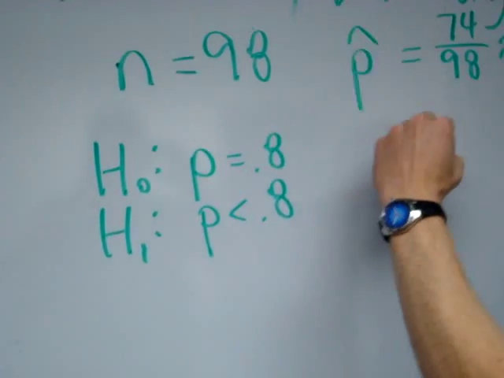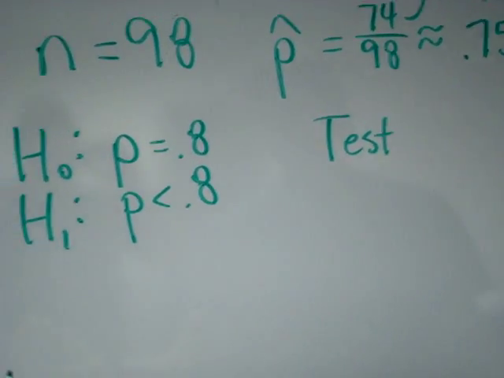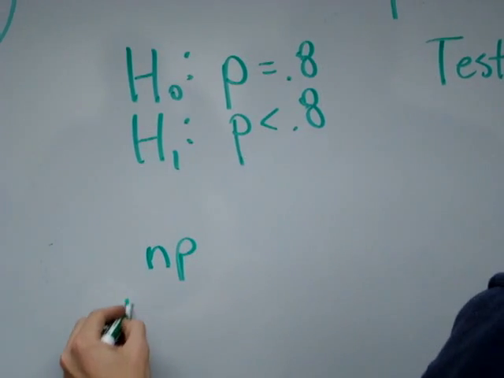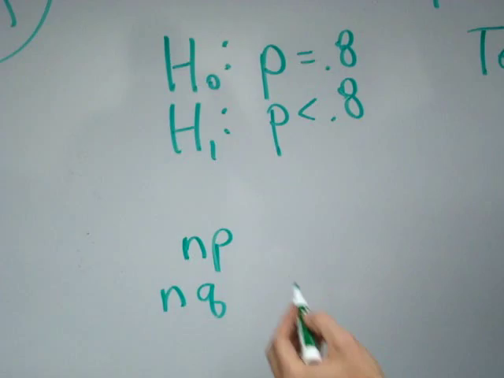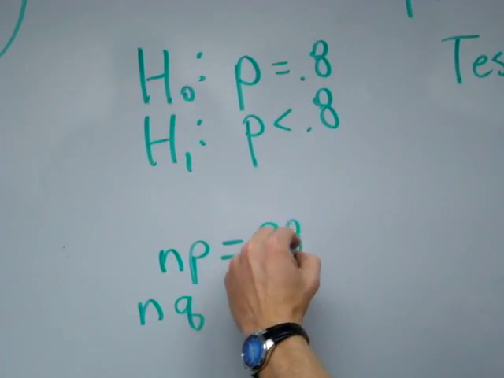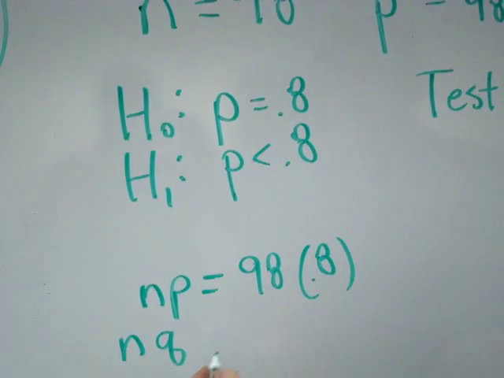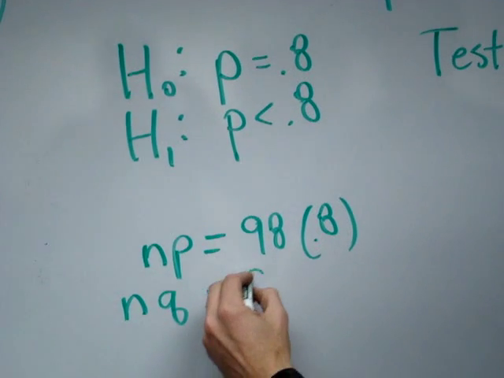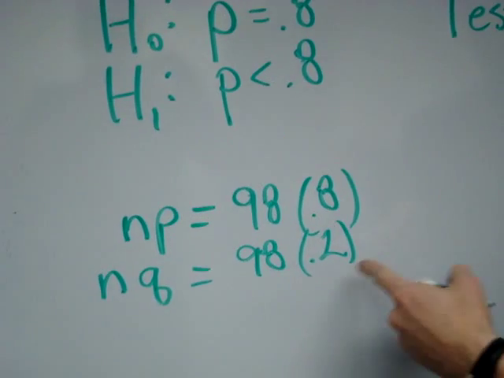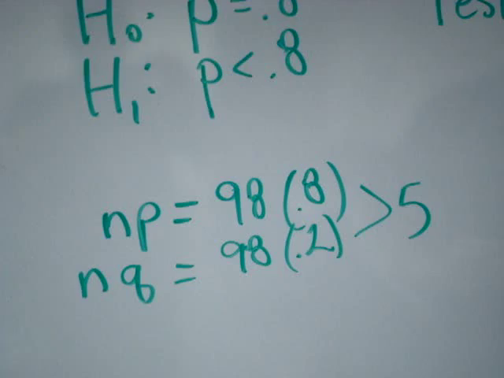The test statistic, and remember, one thing I didn't do here is when you're doing this particular test, you always should check whether n times p and n times q are both bigger than 5, which is the usual cutoff. So here n is 98, and p is the hypothesized value, which is 0.8. And n times q, so this would be 98 times 0.2. You multiply those both out, but 20% of 98 and 80% of 98 are both bigger than 5, so we're okay in terms of our assumptions.